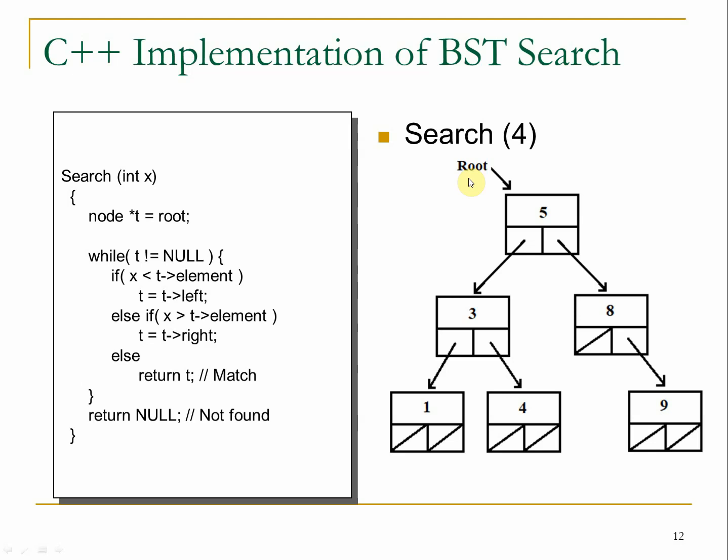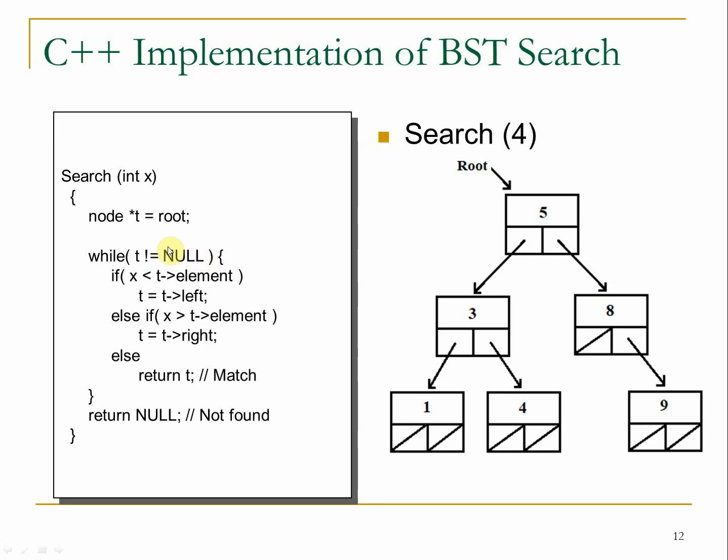Like a linked list, we never want to change the first node because we need to remember where that location is going to be. So we make a pointer equal to the same location of the root, and we will start the search process. While t is not equal to null, while we try to move and it is not hitting the null value, we will need to keep searching.